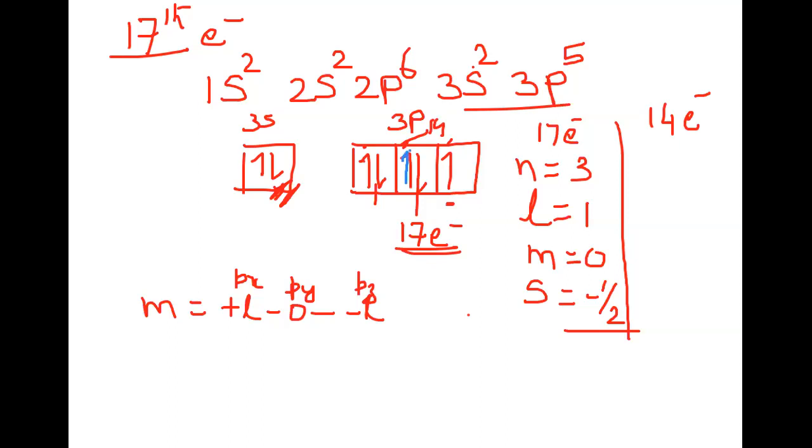If this is the 14th electron, then what will be its set of quantum numbers? Then n will equal 3. L will equal 1 because it is the p orbital. M will equal 0. But since it is the first electron entering the p y orbital, S will equal plus half.